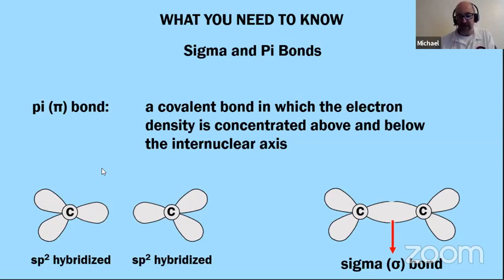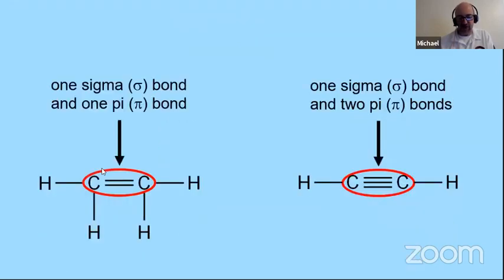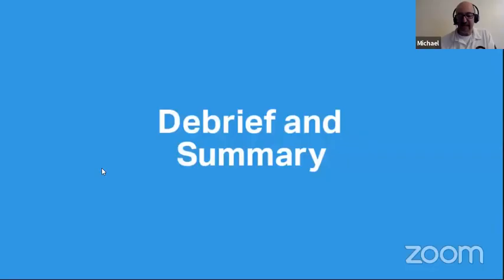Well, the p orbitals are still there, and it is the overlap of these p orbitals in a region above and below the internuclear axis. That is what we call a pi bond, the overlap of the p orbitals on adjacent carbons. So this would be an example of 1 sigma and 1 pi bond. So a double bond represents 1 sigma bond and 1 pi bond, and a triple bond represents 1 sigma bond and 2 pi bonds.